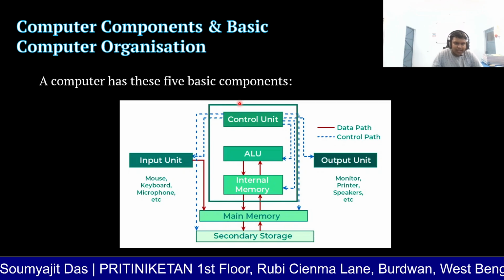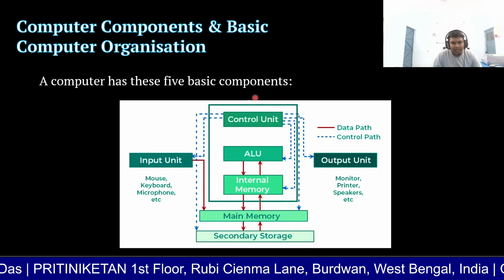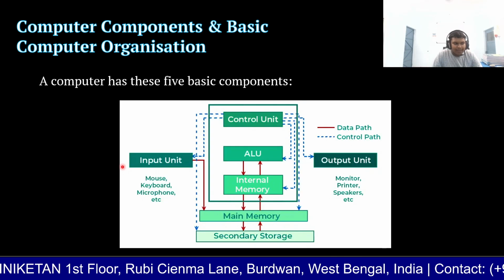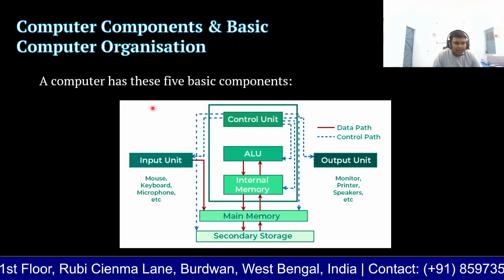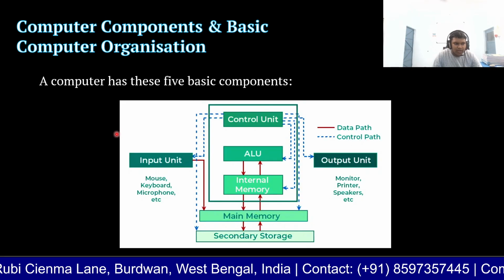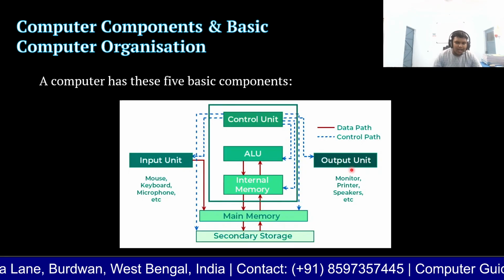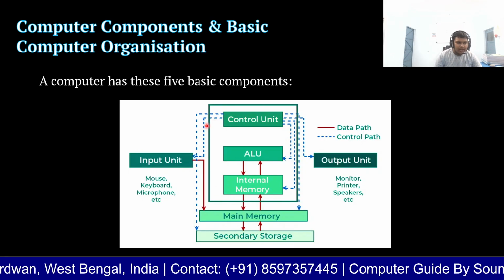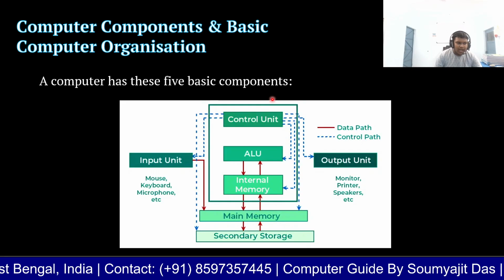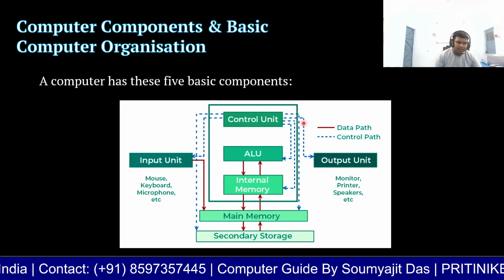Next, the computer components and basic organization. This is the main critical diagram in CBSE. From this, many questions might arise, and you may even be asked to draw the diagram. At first, we have the input unit and the output unit. In between, there is a big box. Within this big box, you have the control unit.